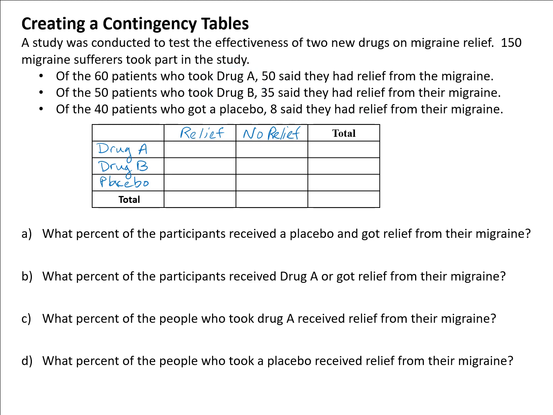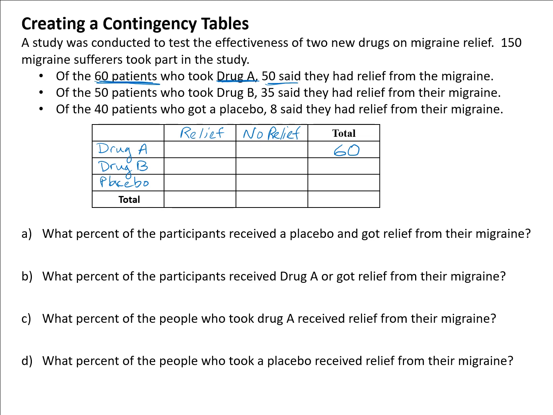So now that we've set up the beginning of the table, let's plug it in with numbers. Starting with the first bullet, we have 60 patients who took drug A. Now, 60 is the total number of people who took drug A. So we would put that into the total column, the subtotal for drug A. It's not the total for the entire table. It would just be for who took drug A. So that would be in the drug A column.